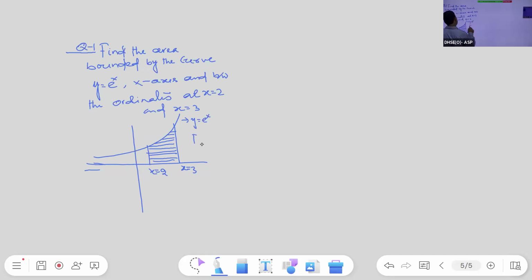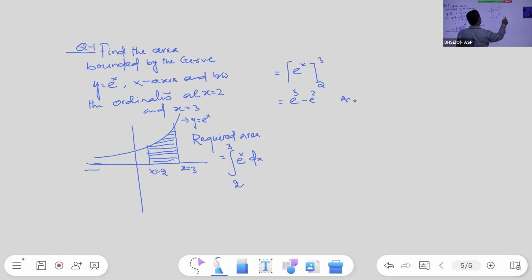Okay. So required area is equal to, this is y is equal to e power x. So write down required area. Required area is equal to integral 2 to 3 e power x dx. You know, indefinite integral of e power x is e power x. This is equal to e power x, will be evaluated between the limits 2 to 3. This is equal to e cube minus e square. This is the answer, right?